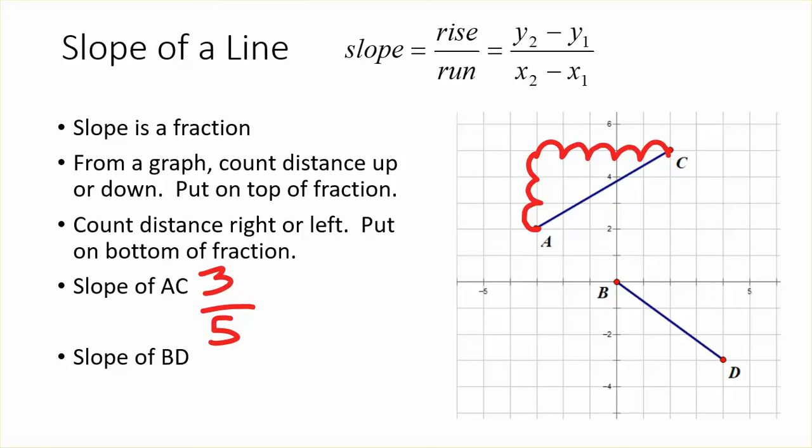Let's find the slope of BD. So I'm going to start at B. I'm going to count the distance down to D. So from B, I'm going to go down 1, 2, 3. Since I went down, that's considered negative. So I'll put -3 on the top of my fraction. Now I'm going to count over. 1, 2, 3, 4. There were 4 squares. It was right. That's positive. So that one has a slope of -3/4. Notice it's negative because it's going downhill to the right.